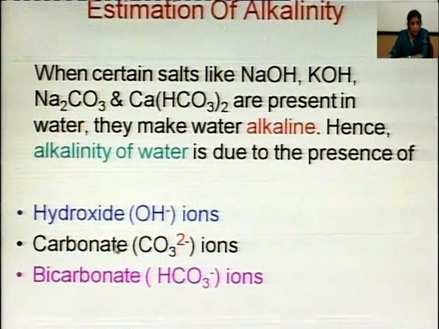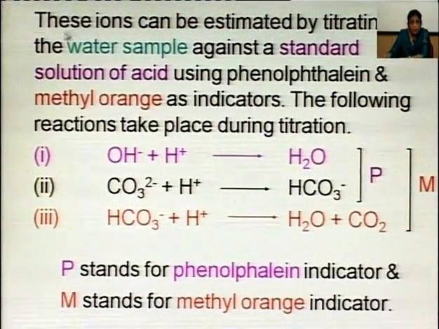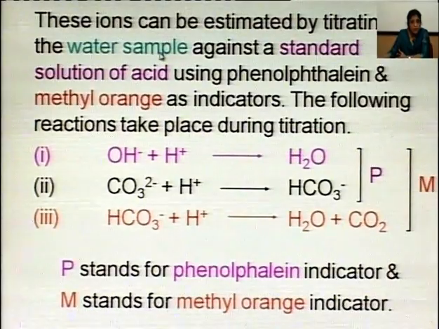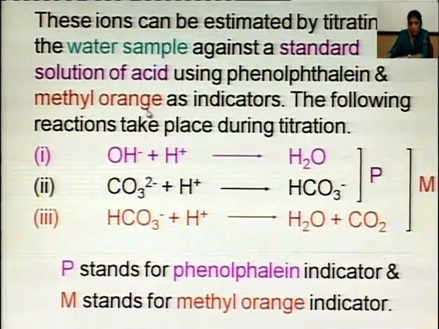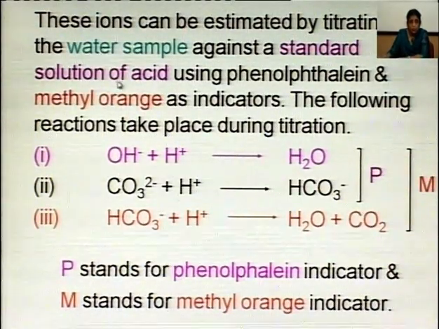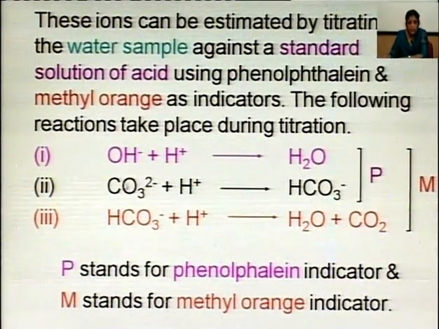Hydroxide, carbonate and bicarbonate ions. So, these ions can be estimated by titrating against a standard solution of acid using general indicators like phenolphthalein and methyl orange. So, the following reactions will take place during titration.